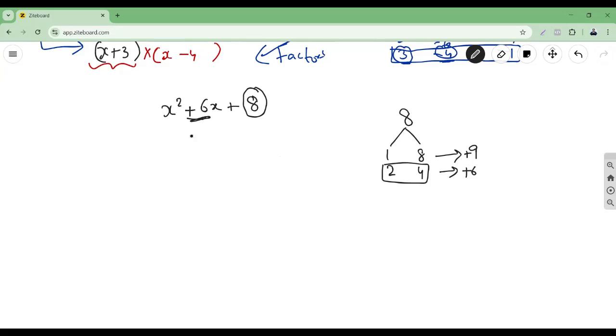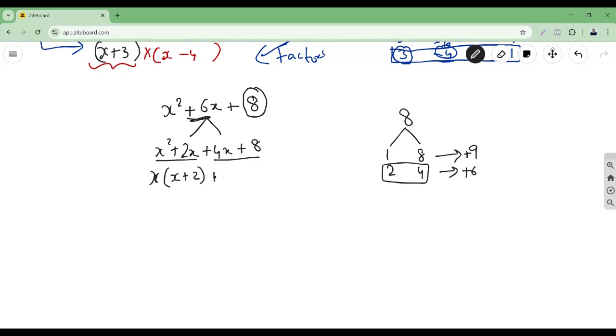That means I'm going to split this 6x as 2x plus 4x. That's what I'm going to do, and the remaining things I'm going to keep as they are. Then next I'm going to group these two and group these two. In this group, what is common is x. I take that common out. What am I left with? x is left in the first term, and 2 is left in the second term.